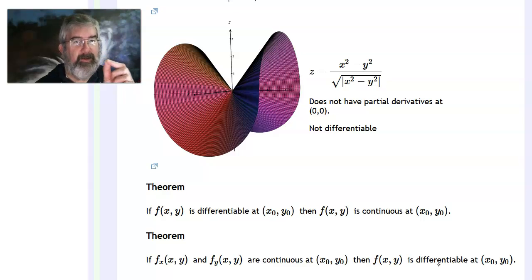Okay? So you need the partial derivatives to not only exist here, but they have to be continuous functions. So they have to exist at all points around it, and have values that are close to the ones you started with. You can't have huge changes in those partial derivatives by just moving over a little bit. They have to be continuous partial derivatives. If they are, then the function is differentiable.